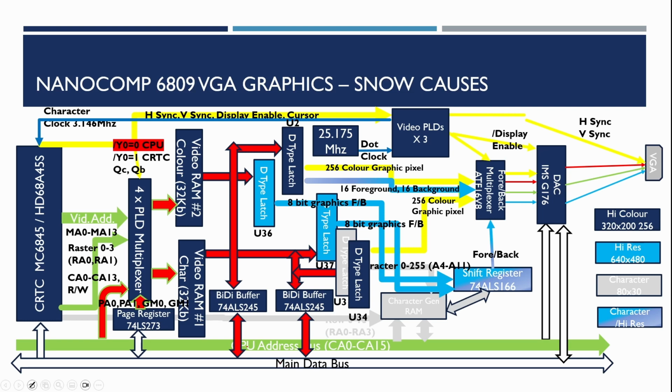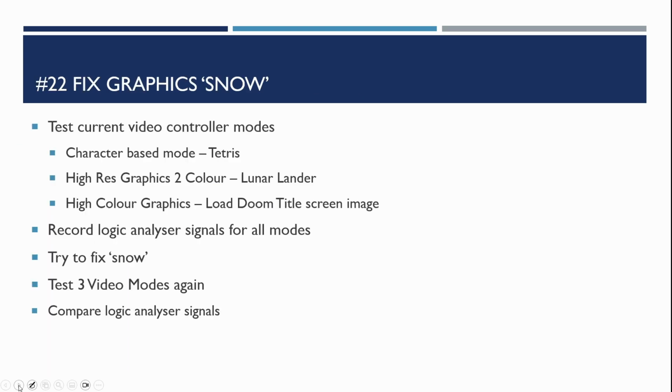I don't think we're going to be able to completely eliminate it, but we hopefully should be able to reduce this. In this video, I'm first of all going to test the video controller mode. I'll show the character-based mode using Tetris. I'm then going to show the high-res 2-color graphics using the Lunar Lander game that we produced in some of the earlier videos. And then finally we'll look at the high-color graphics, loading the Doom title screen image.